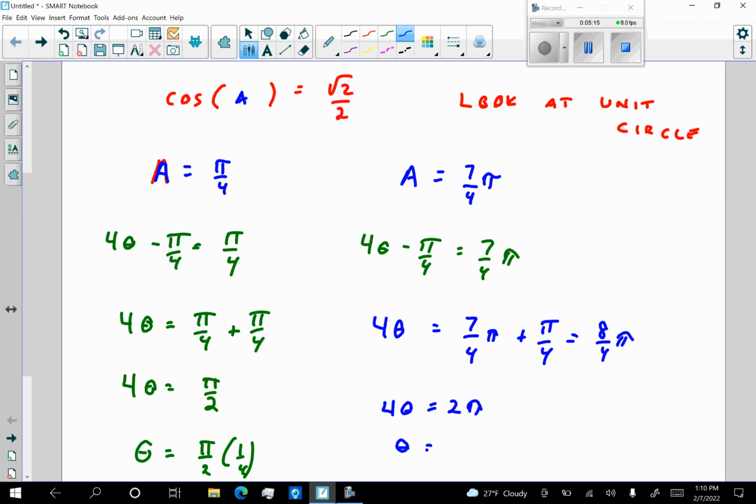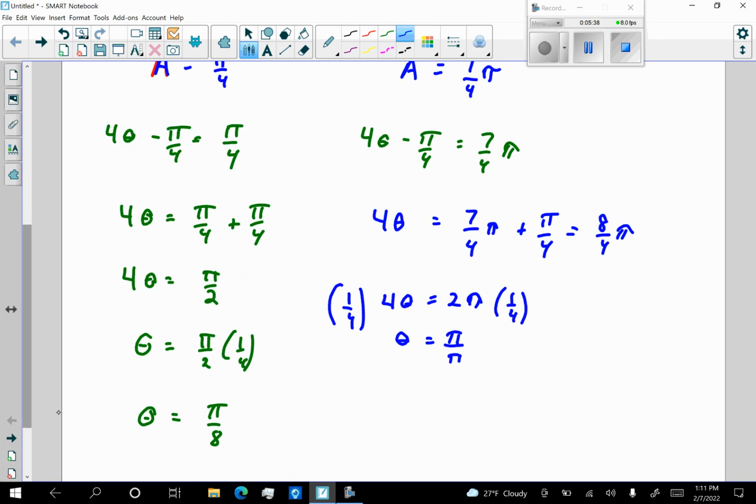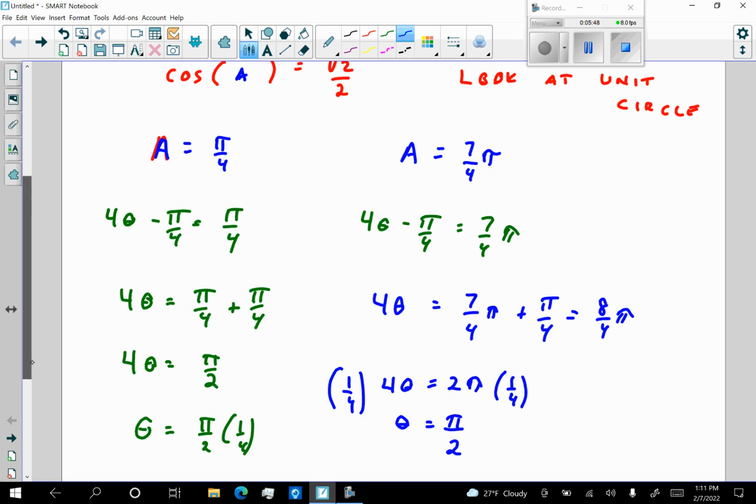Therefore, theta is going to be, are you alive? So you're absolutely right, Arthur. And this time I'm going to multiply by 1/4. And if I do indeed multiply by 1/4 to both sides, 2 divided by 4 is 1/2, so theta is going to be pi over 2, not pi over pi, you silly head. So now I have two solutions to that equation. One is pi over 8 and one is pi over 2.